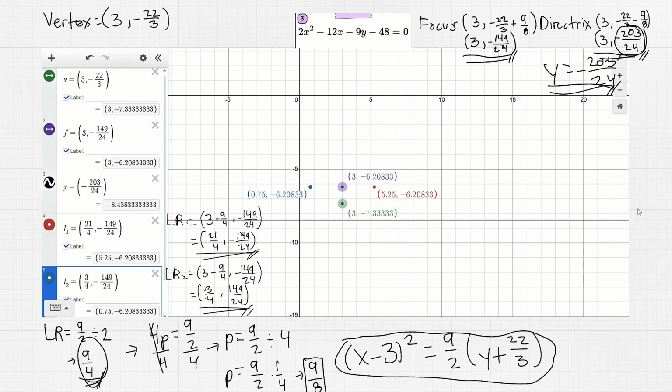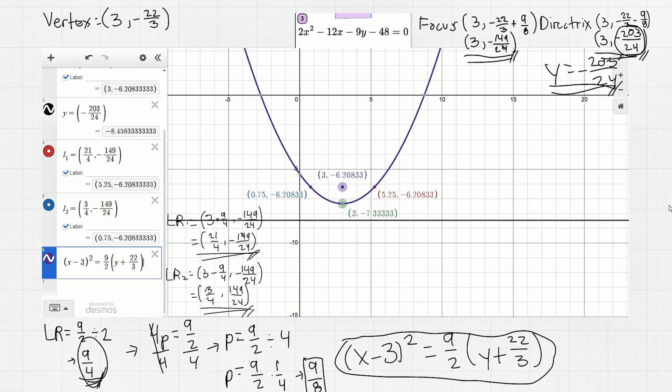Now, we can finally graph our parabola. Let's put the standard equation in our Desmos. Now, as we can see, our parabola perfectly lined up to our vertex and latus rectum. Therefore, 2x squared minus 12x minus 9y minus 48 equals 0, general form to standard form, will be x minus 3 squared equals 9 over 2 parenthesis y plus 22 over 3. And this is our standard equation.